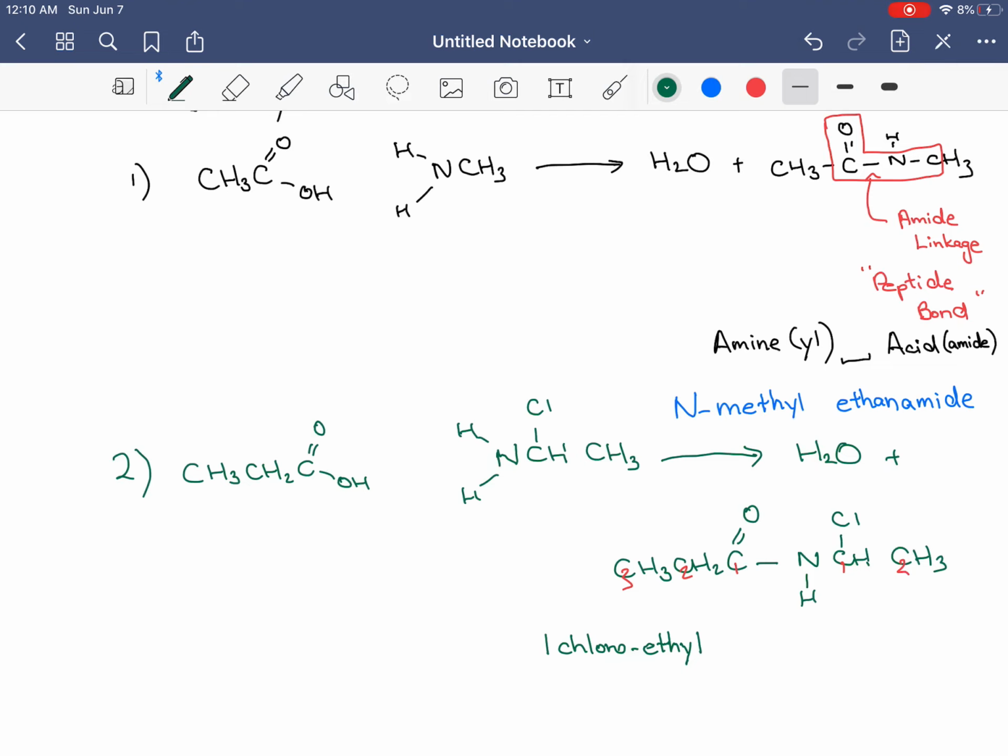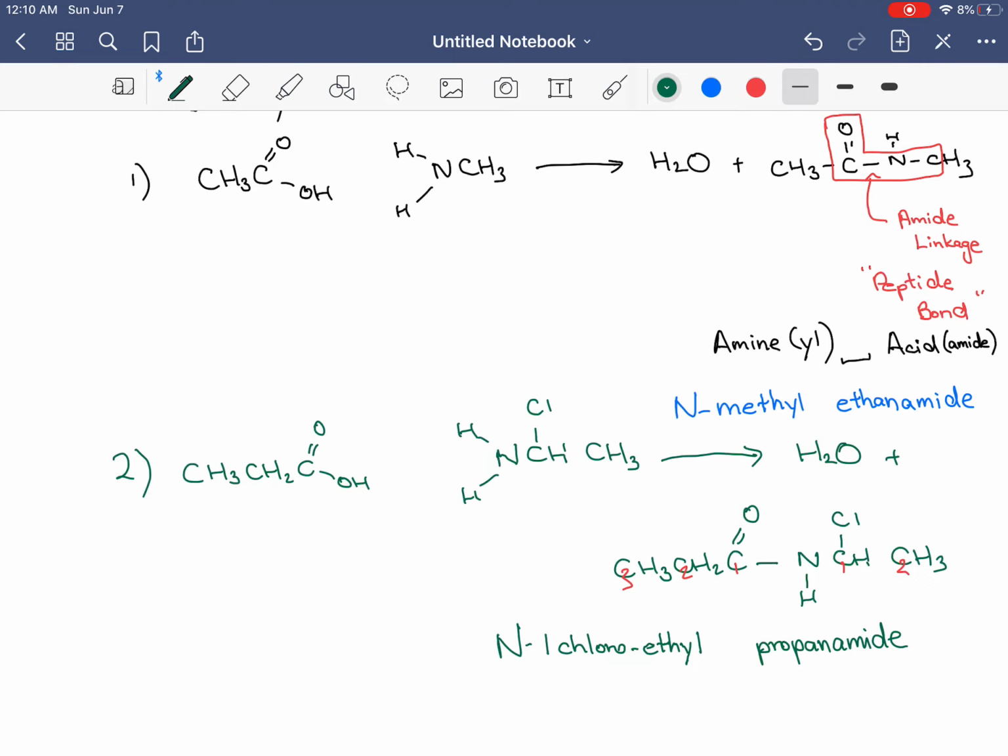Okay, let's continue with the name. Make sure you remember that you need a space after ethyl, indicating that I'm done with the amine part of things. Now I'm going to work on the acid part of things. And in this case, it will be a propanamide. And remember, put the N in front. Okay, I'm sure you guys are comfortable here with amide.